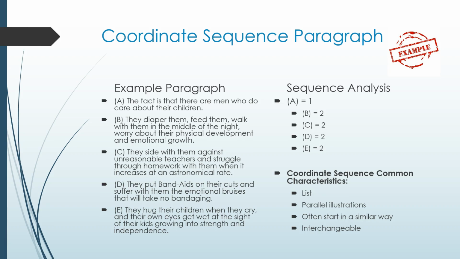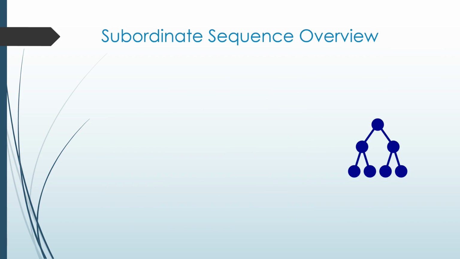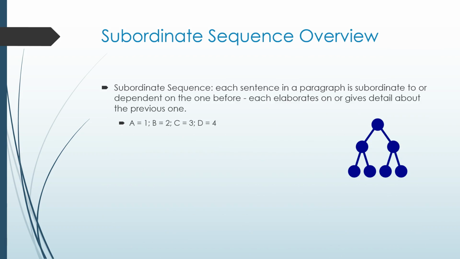This will be directly contrary to the next type of paragraph that we're going to look at, subordinate sequences. In a subordinate sequence, each sentence in the paragraph is subordinate to or dependent on the one before it. Each elaborates on or gives detail about the previous one. This means that when you label this type of paragraph, each sentence is one number higher than the previous one. The topic sentence is 1, the next level is 2, the next level is 3, and so on.